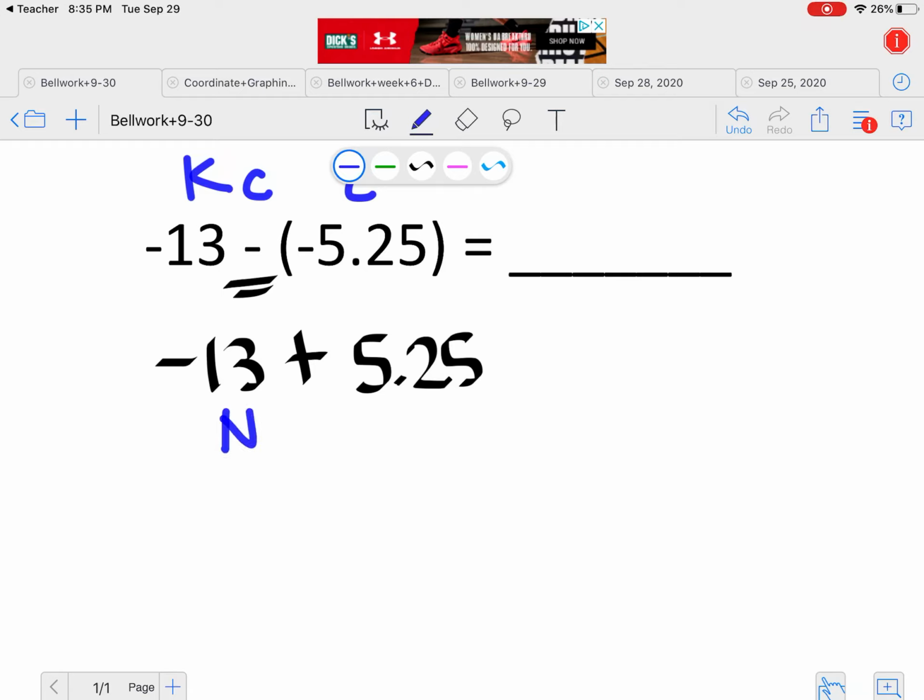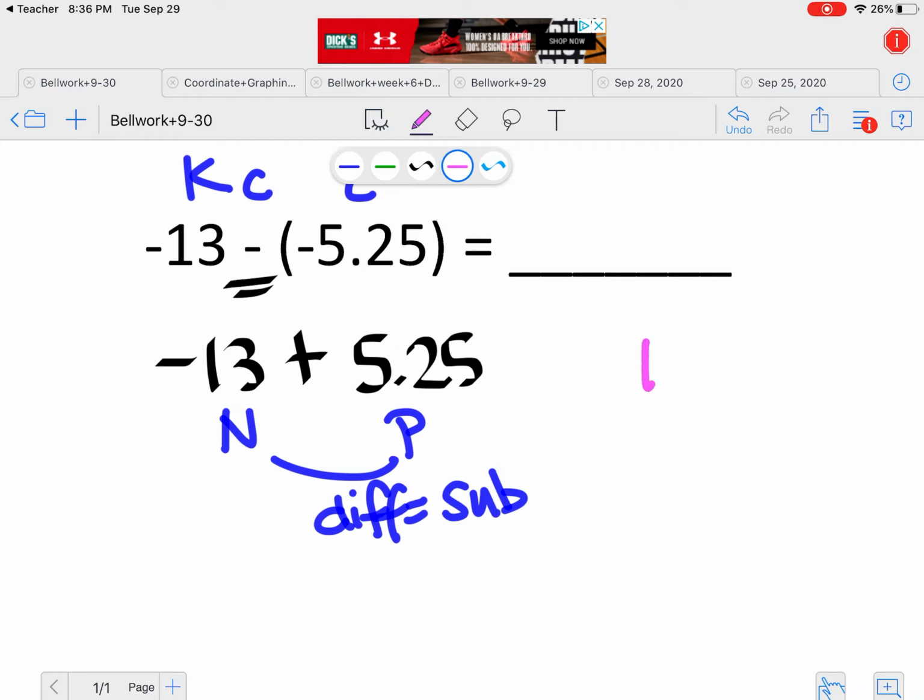13 is negative, 5.25 is positive. When these numbers are different, we subtract. They're on different teams. If you play sports, one team is Sanger, one team is Crun. If they're on opposite teams, we subtract to see which team has more. So 13 is a whole number, but I need to make it a decimal so I can line up the 5.25. And then I'm going to subtract because the signs were different.